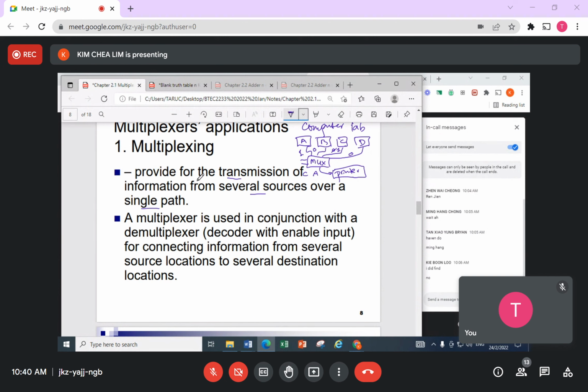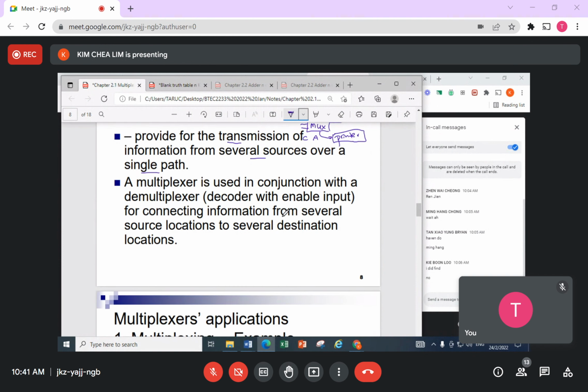Here they say provide for the transmission of information from several sources. My A, B, C, D are my sources over a single path. This is the single path. So you are also going to find that a multiplexer can also be used in conjunction with a demultiplexer for connecting information from several source locations to several destination locations. Again, the example is only 4 inputs. This wire is very long, from Kuala Lumpur, maybe connecting to Johor Bahru or Penang.